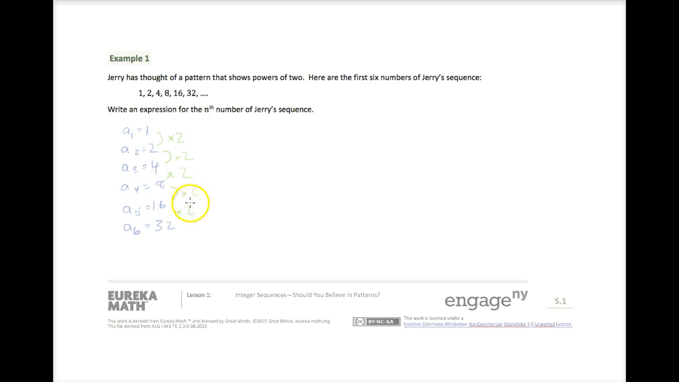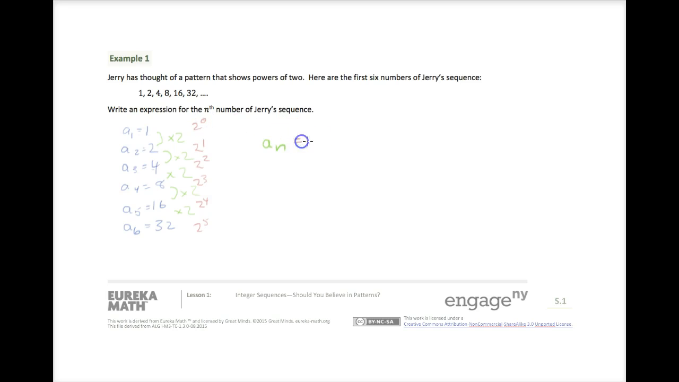Now the part that's a little bit confusing is how do we get this 1? We can see that it's just 2 times whatever came before. So if we want to find the nth term, A sub n, this 2 is 2 to the first power. 4 is 2 to the second power, 8 is 2 to the third, 16 is 2 to the fourth, and 32 is 2 to the 5th. 2 times 2 is 4, 2 times 2 times 2 is 8, times 2 again is 16. This first term must have been 2 to the 0.